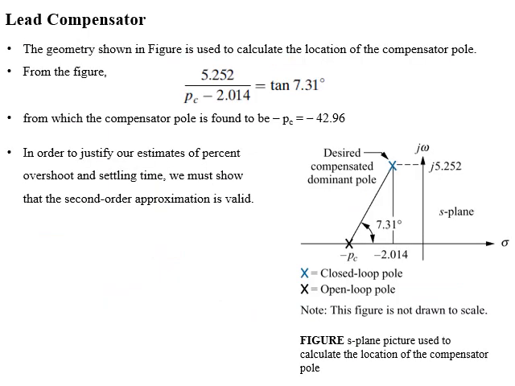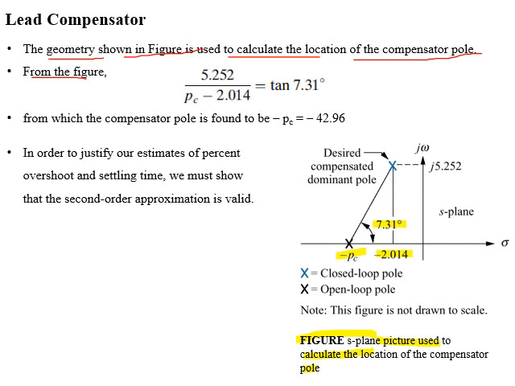Dear students, after finding the required angular contribution from the compensator pole, we will use geometry to find the compensator's pole location. Now using the figure and applying trigonometry, we get the result that the compensator pole will have a location of -42.69.